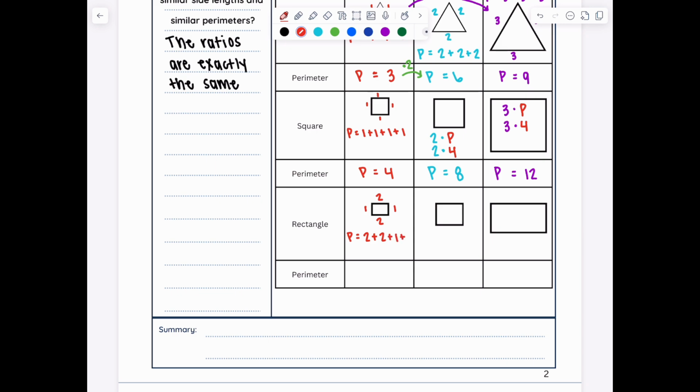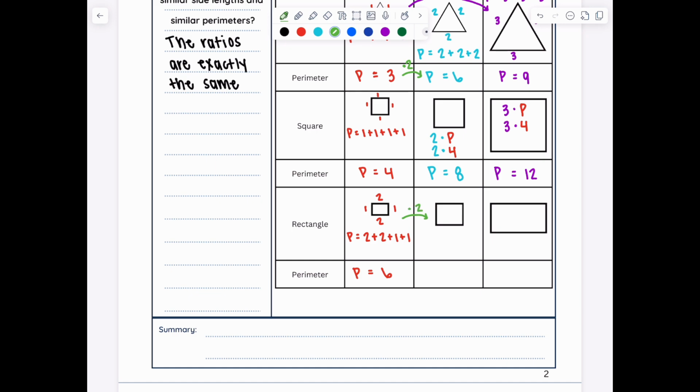So imagine that we have the perimeter of a rectangle where the long sides are 2 and each of the shorter sides are 1. When I add 2 and 2, I get 4, plus 1 plus 1 is going to give me 6. So what if I were to take that exact rectangle and double it?